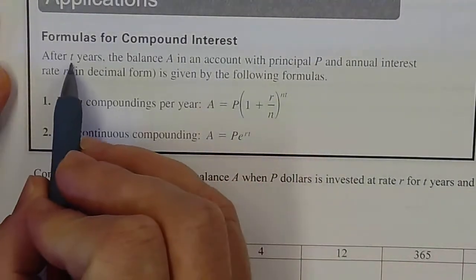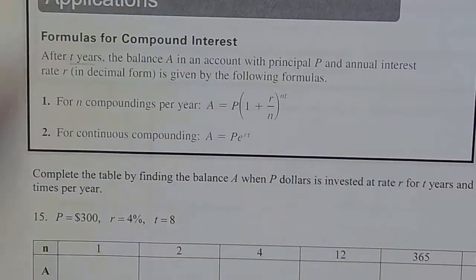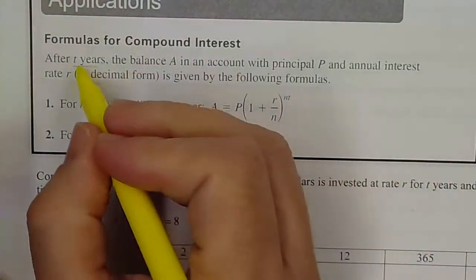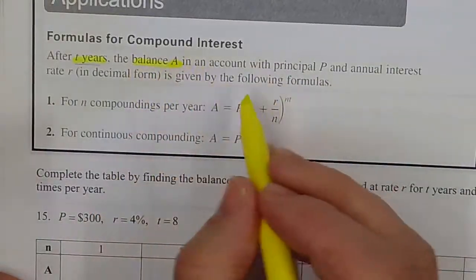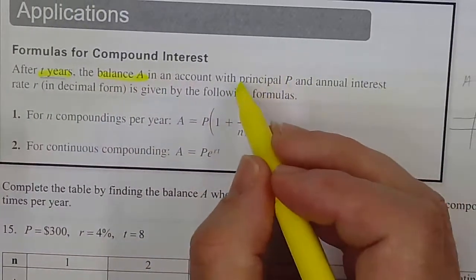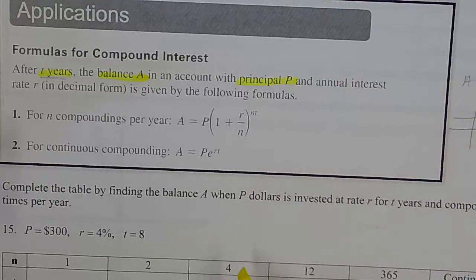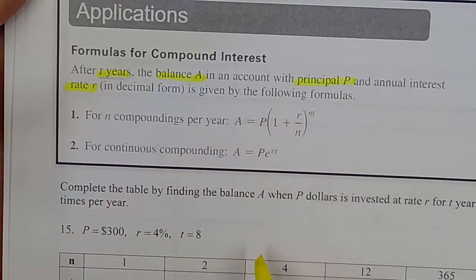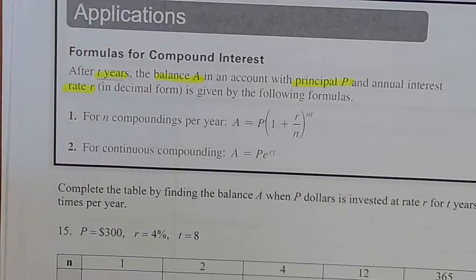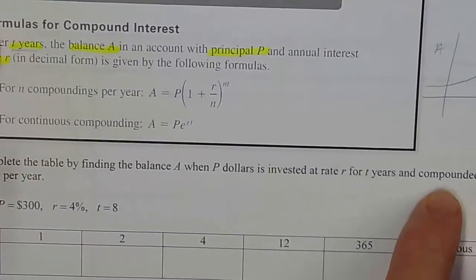So some key things you've got to understand. Maybe you want to highlight some of the variables. T is always the years. A is the amount or the balance in the account. Principal is going to be P, capital P. The interest rate is R. And then N is going to be the number of times it's compounded.